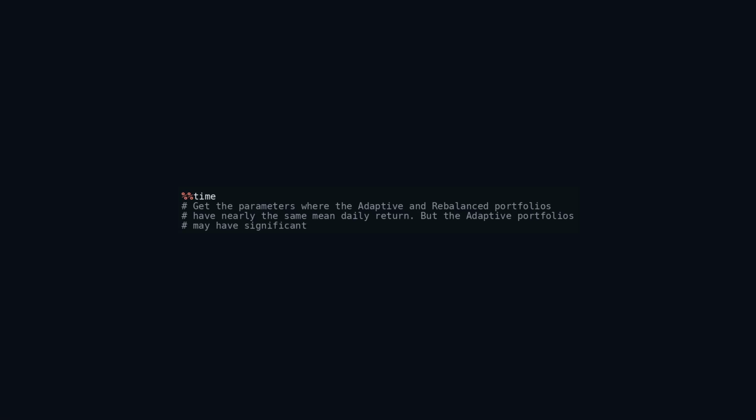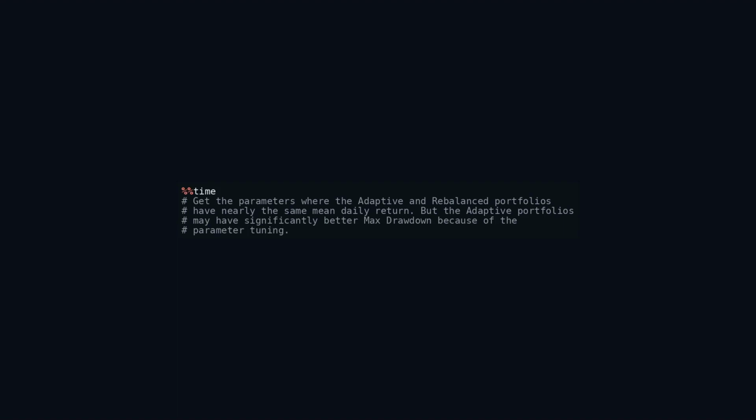This code snippet demonstrates the process of selecting the optimal set of parameters for simulating random portfolios. Initially, it identifies the index of the row in the best fitness array that contains the parameter set closest to achieving the minimum absolute difference in mean daily returns between the adaptive and rebalanced portfolios. Once the appropriate parameters are identified, they are assigned to the variable bestArgSto.